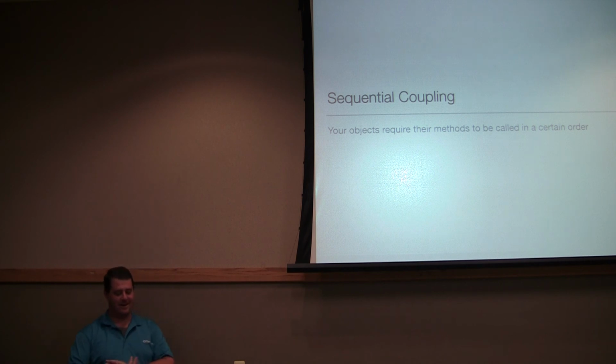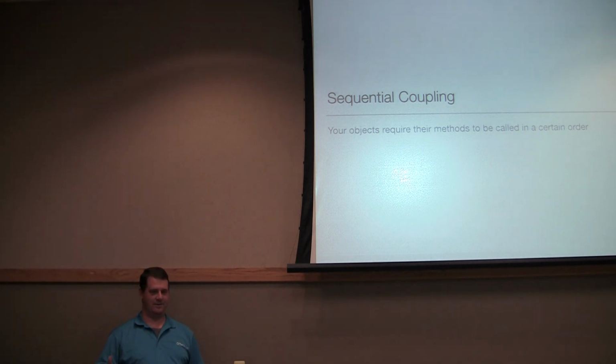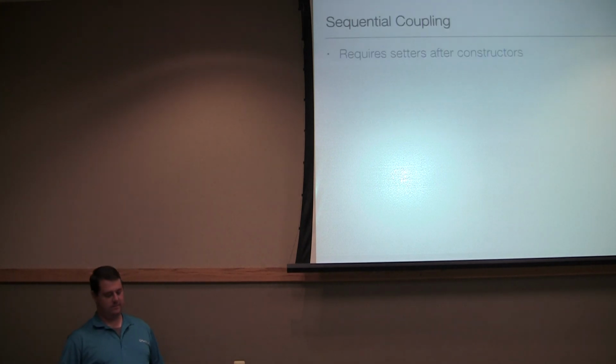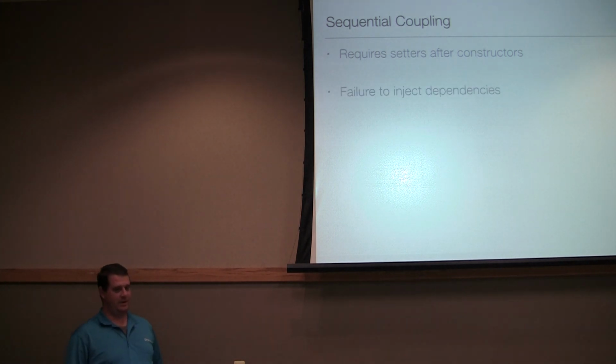So the last one that I want to talk about is sequential coupling. You've probably seen this, and you may have even written it. I remember doing this stuff when I was first learning object-oriented programming. Your objects have to have their methods called in a certain order, right? Another way of saying that is your objects are not in a ready state when their constructor gets called, among other things. So it might require setters after constructors, right? So, a kind of failure to inject dependencies properly.